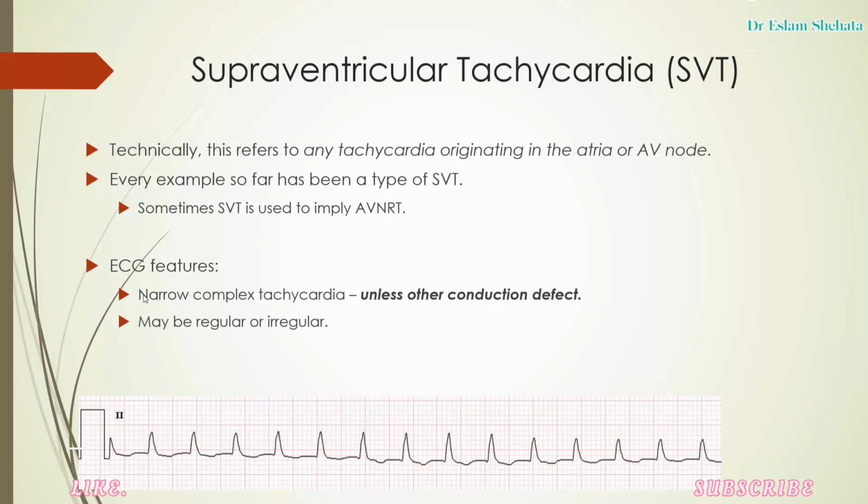The ECG features to be aware of: it's a narrow complex tachycardia, although if there is another conduction defect, such as a bundle branch block, then you can end up with a wide QRS complex, and so you'll have a wide complex tachycardia even though the electrical activity is originating in a supraventricular place. Okay, it might be atrial fibrillation or something else. And it might be regular or irregular, and that's going to depend on what type of tachycardia it actually is. Okay, so atrial fibrillation will be irregular. Sinus tachycardia should be regular, for example.